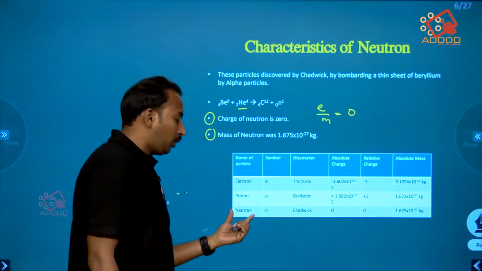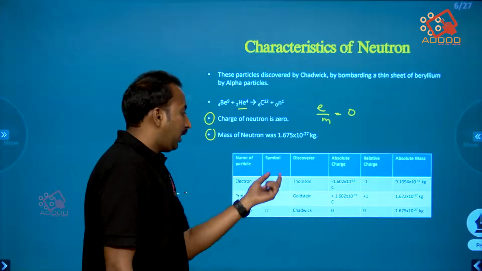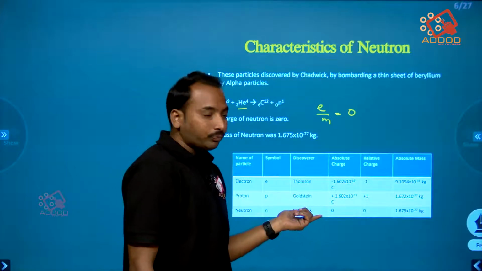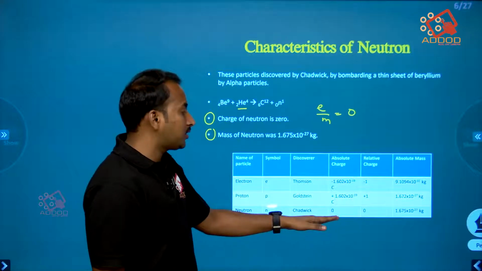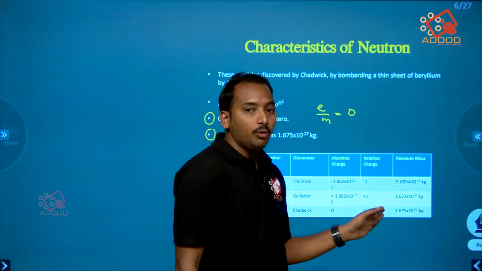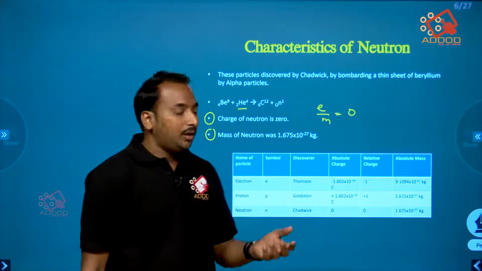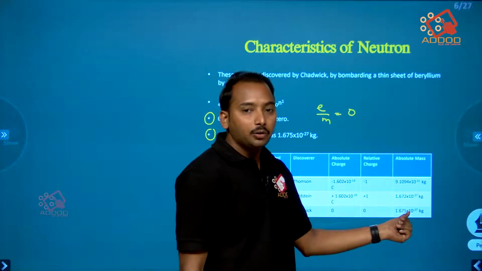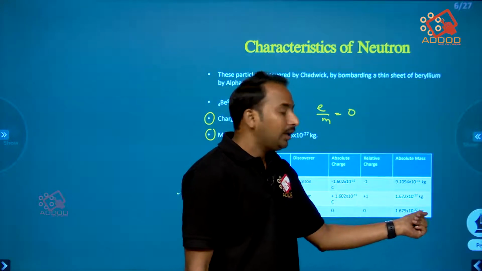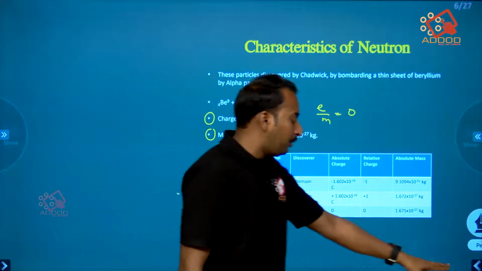Next, the neutron. The neutron is a neutral particle, the symbol is N, and the discoverer is Chadwick. The absolute charge is 0, there is no charge, and the relative charge is also 0, but it has mass, similar to the mass of the proton: 1.675 into 10 to the power of minus 27 kg. So this is the short overview of the fundamental particles.